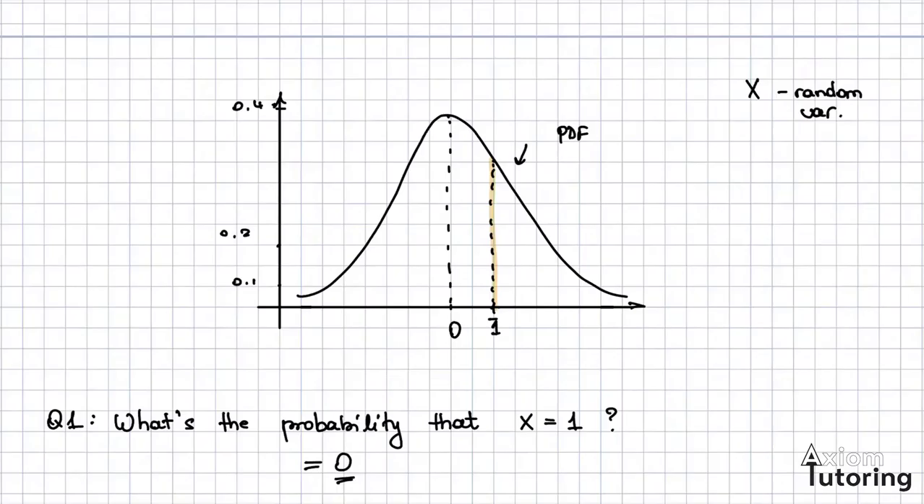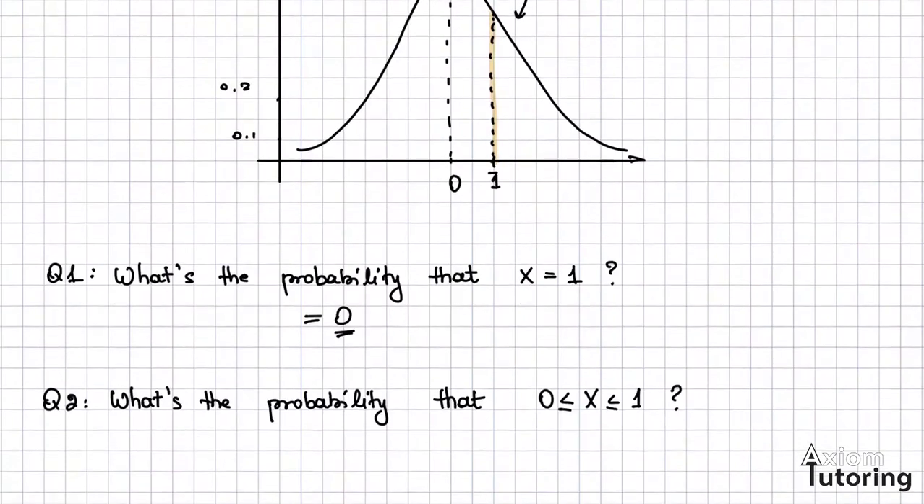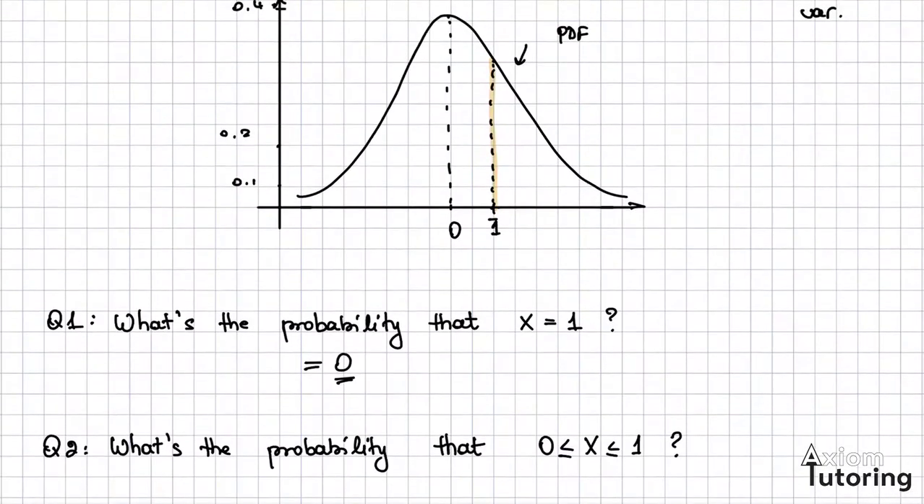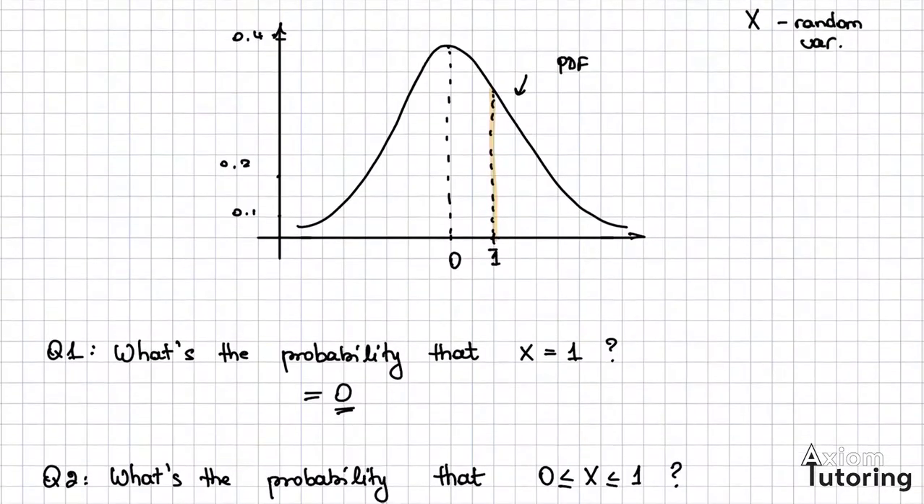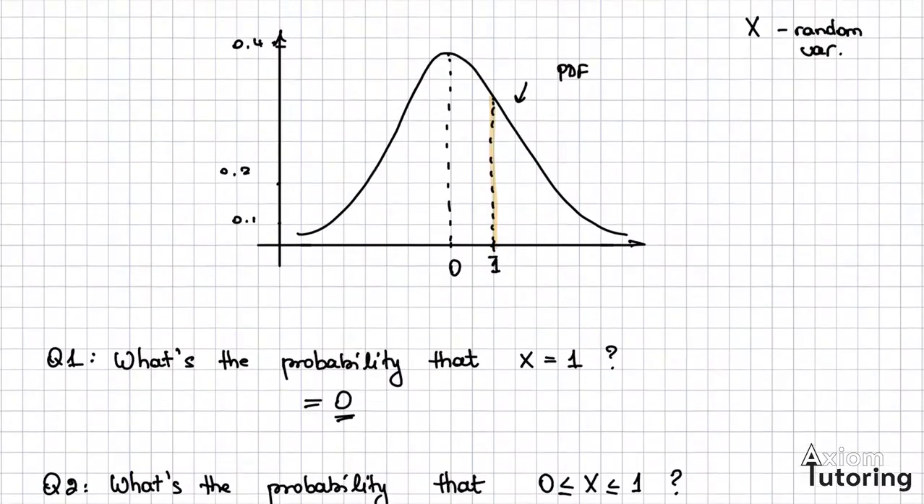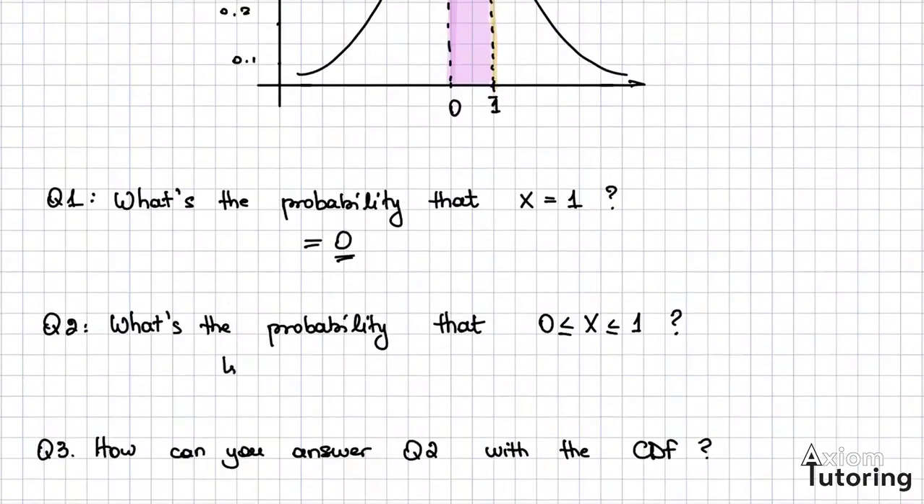So let's move to the second question then. What's the probability that x is bigger than 0 or smaller than 1? Well, now you should be able to see the difference. Well done for giving it a thought. And if your answer was, well, now we have an area, so it's the entire area under the curve between 0 and 1. So in this case, the pink shaded area that I just did in here. Okay? So that pink shaded area.